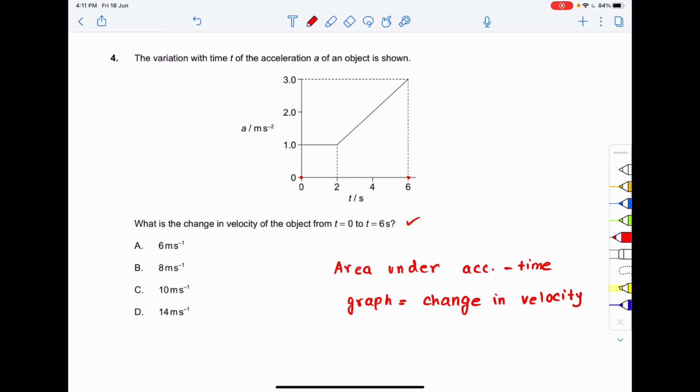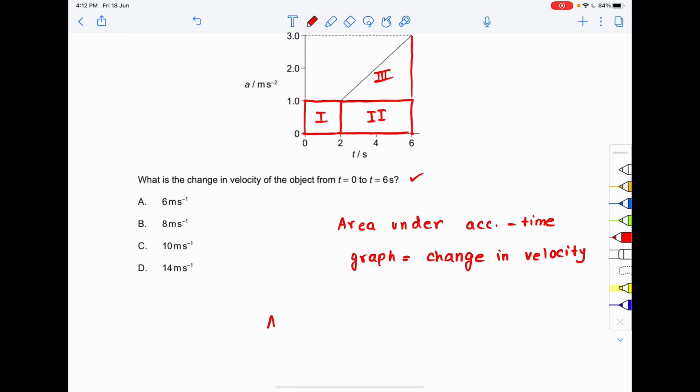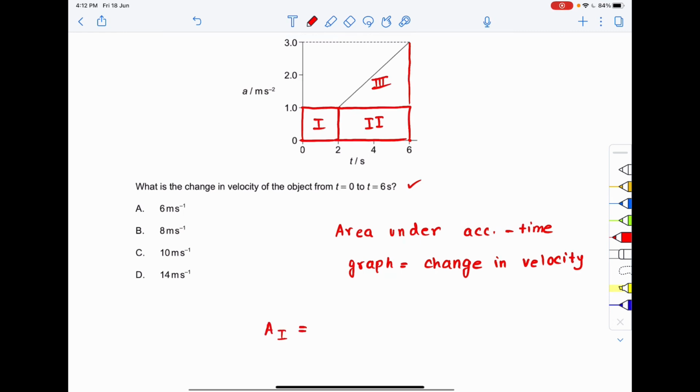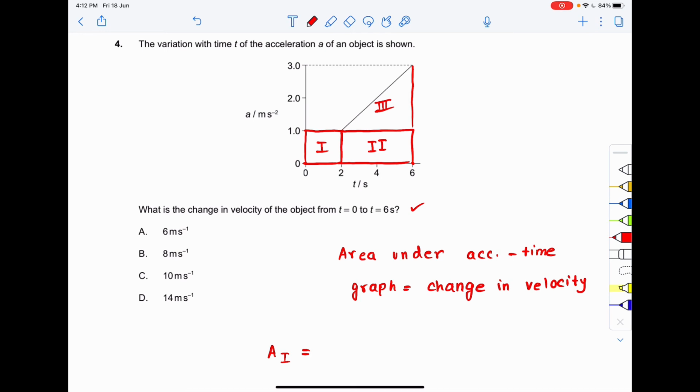The net area can be divided into three parts, right? First of all, this is a rectangle. Secondly, I can divide it into this rectangle also, and thirdly, we'll have a triangle. So the net area will be area 1 plus area 2 plus area 3. What is area 1? Area 1 is a rectangle, with length 2 and breadth 1, so area 1 is 2.